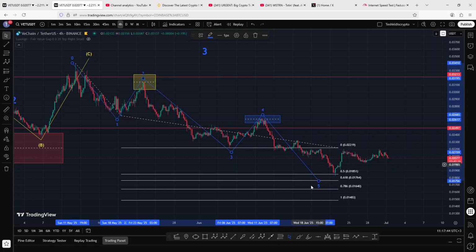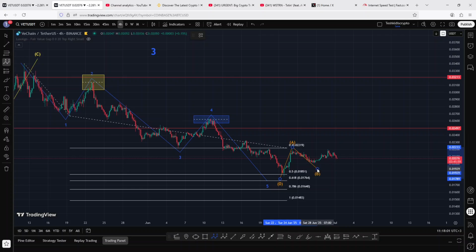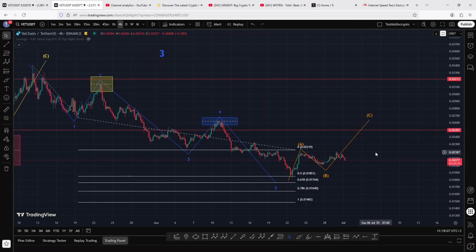And this area has now given us a bit of a reaction to the upper side, and the most likely scenario is that we should be getting an ABC corrective bounce over here, where we can term this initial bounce as the formation of the wave A, then this could be the formation of that wave B, and we can easily get one more new high in the formation of that wave C in the next coming hours.